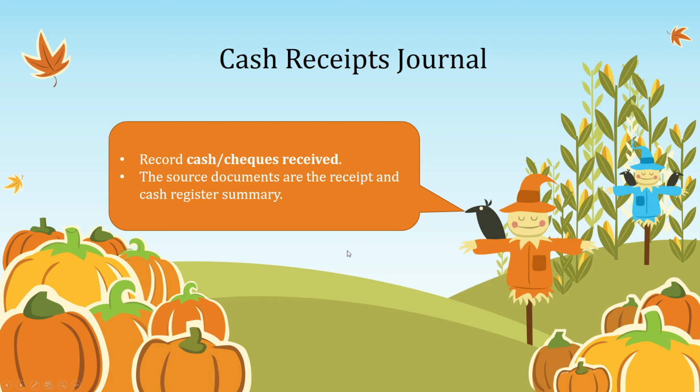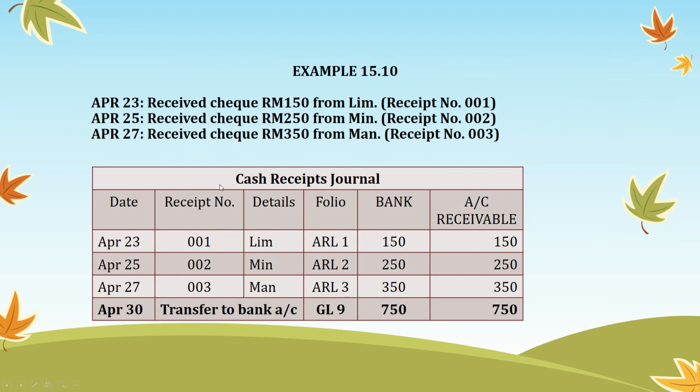Cash receipt journal is used to record cash or check received, and the source documents are the receipt and cash register summary. Three examples in 15.10 are: April 23, receipt number 001, details Lim, folio account receivable ledger 1, and then the bank is 150 ringgit, in account receivable also 150 ringgit.